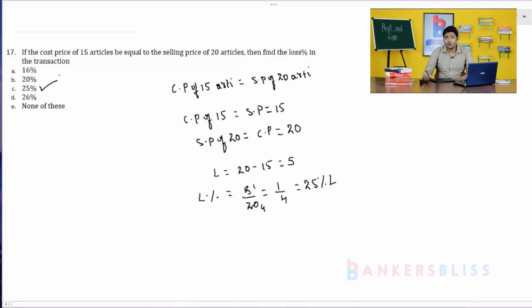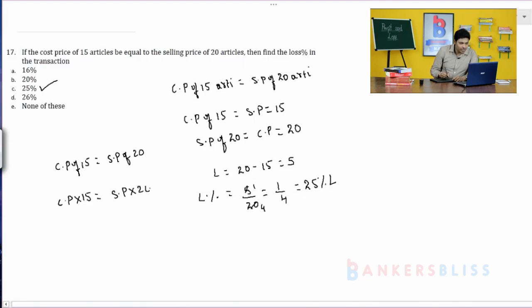You can do this problem in the ratio method also. See here, cost price of 15 is equal to selling price of 20, means cost price into 15 is equal to selling price into 20. Therefore, cost price is going to come to the bottom. You have to calculate the ratio selling price by cost price, and 20 is going to the bottom under 15. So, selling price by cost price is equal to how much you are going to get? 15 by 20. So, selling price 15, cost price 20.